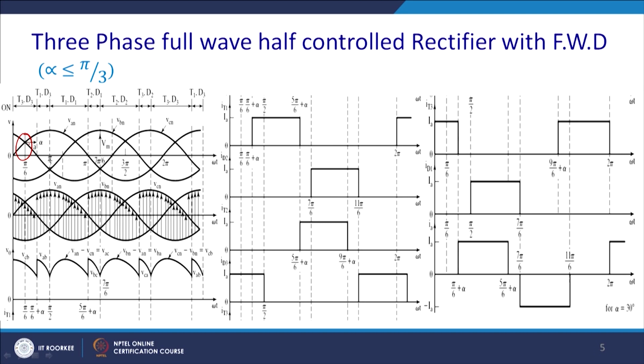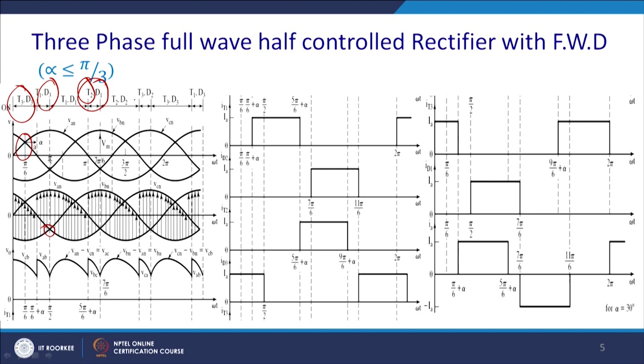Till that time T3 D3 was conducting. Now, T1 is triggered, and from the negative half the diode D3 is conducting, and it will be commutated at this point when the crossover of B and C takes place, and from this point onward T1 D1 will conduct. It will conduct till natural commutation of T1 takes place because of the firing of T2, and till this point T2 D1 will conduct, and thereafter T2 D2 will conduct.